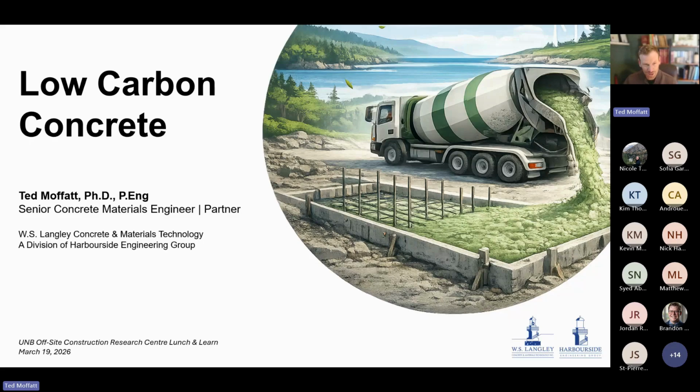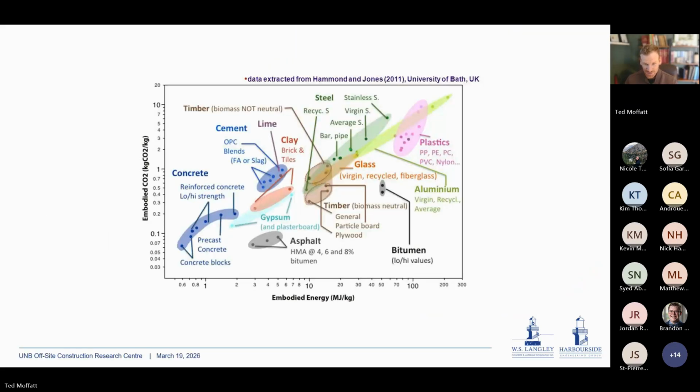So let's talk about concrete. Believe it or not, if I were to say concrete is a low carbon material, you perhaps might not believe me. If we look at this figure here, embodied carbon, by a unit mass basis compared to other materials, concrete is actually a low carbon material. So we have embodied CO2 on the y-axis, embodied energy on the x-axis. This banana shaped figure in the bottom left.